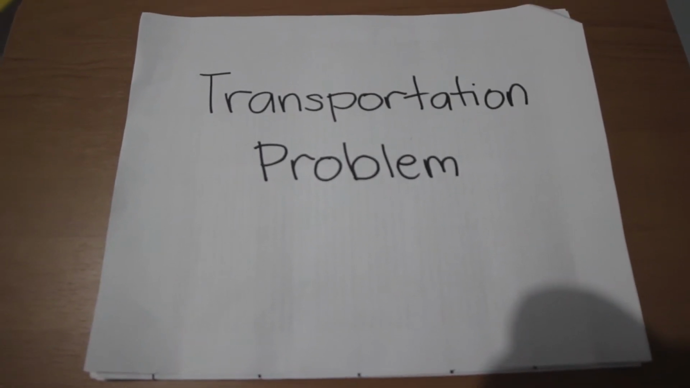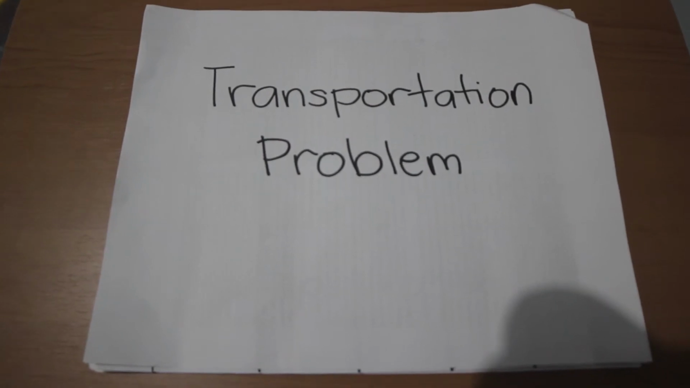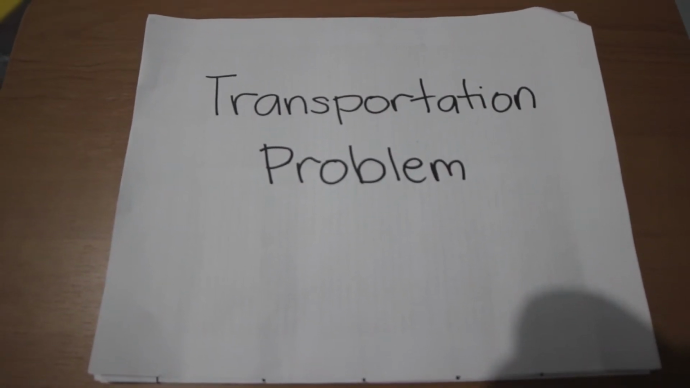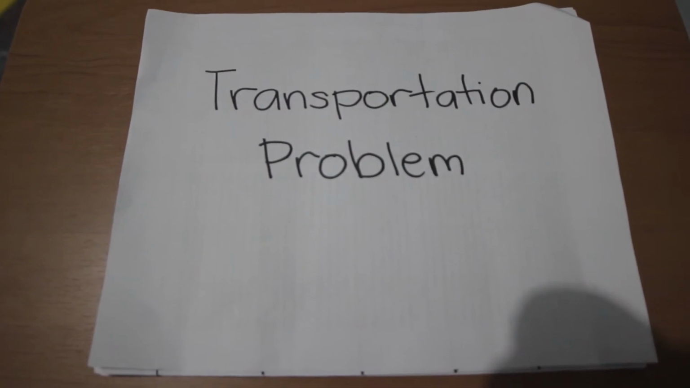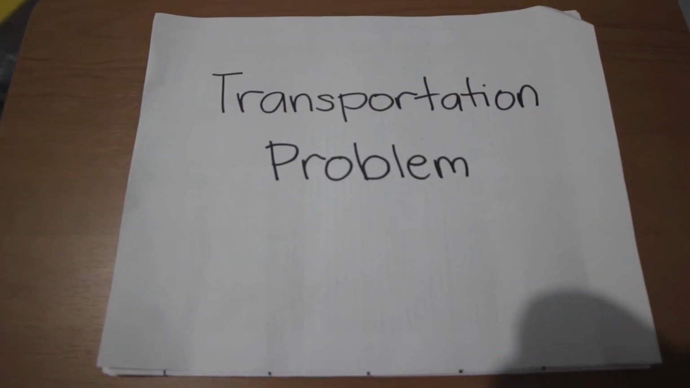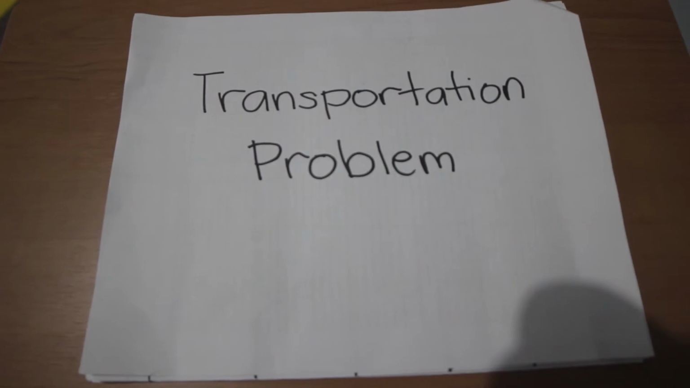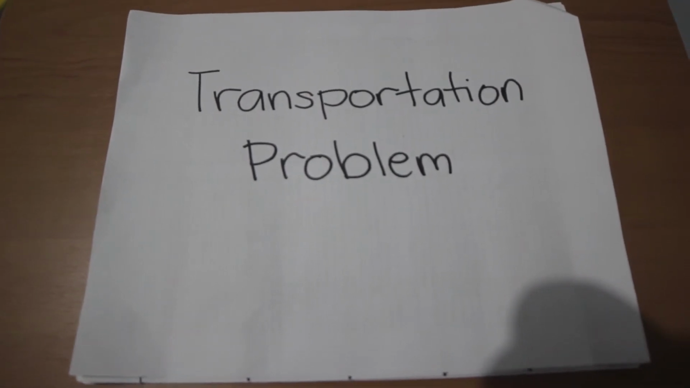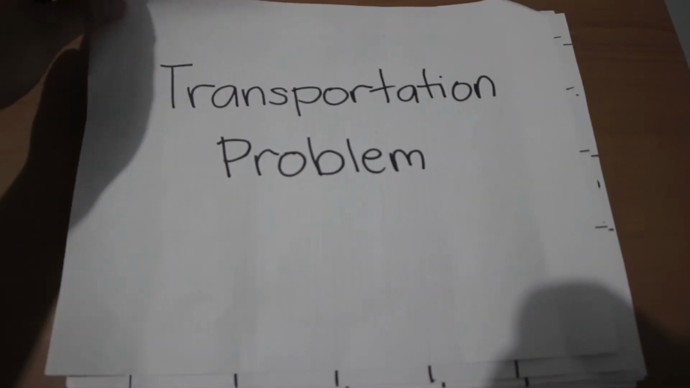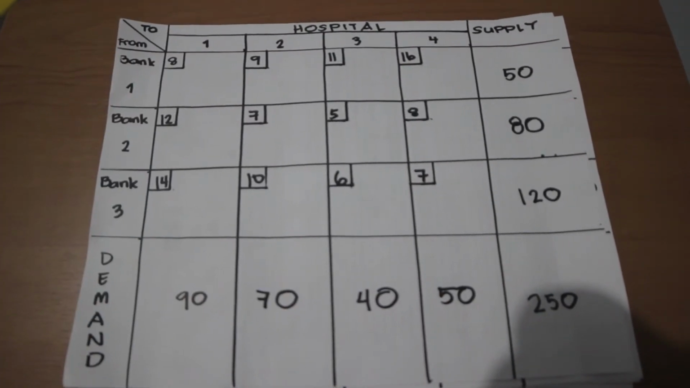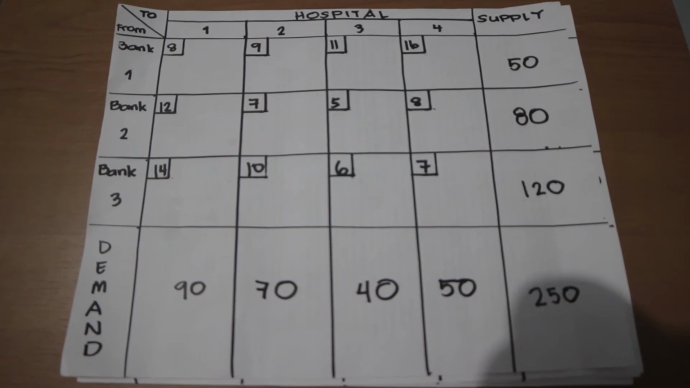A transportation problem is a specific case of LP concerned with scheduling shipments from sources to destinations so that total transportation costs are minimized. There are three ways to solve for the initial solution. In this problem, I will be showing the northwest corner rule and the minimal cell cost method.